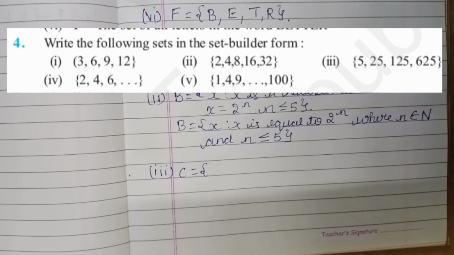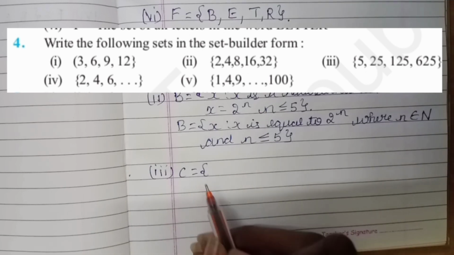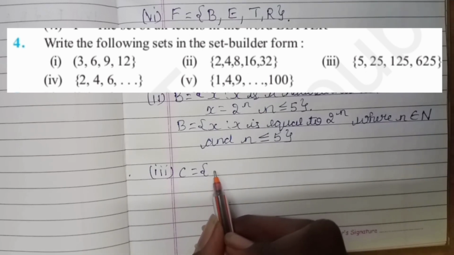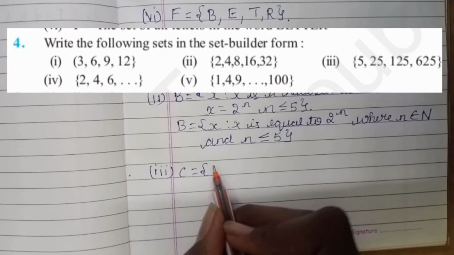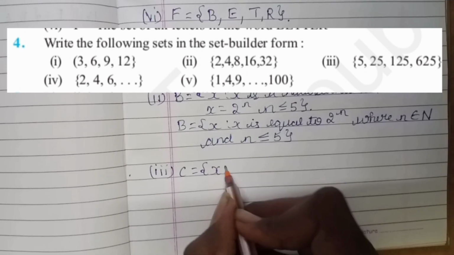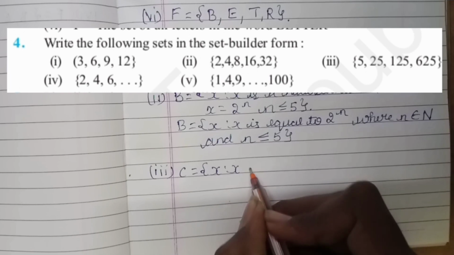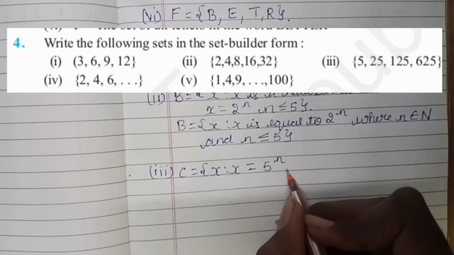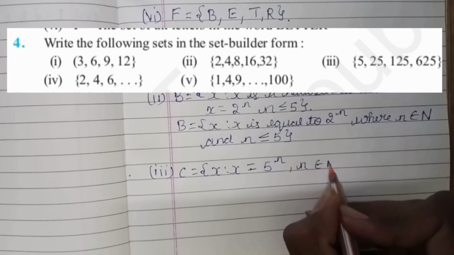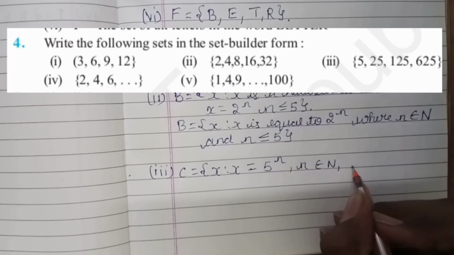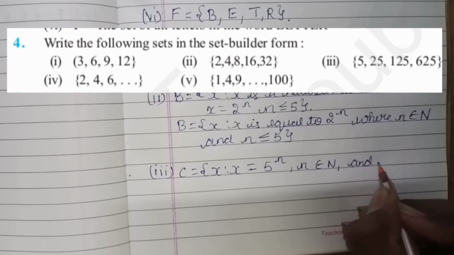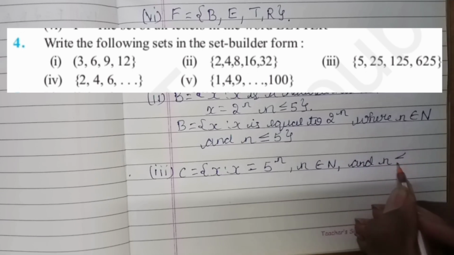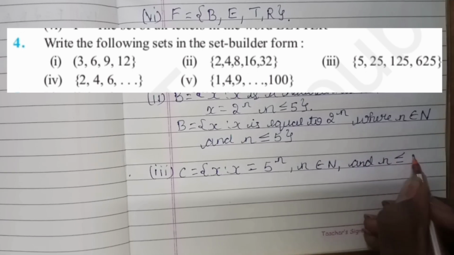We'll write the answer. C is equal to x such that x is equal to 5 to the power of n, where n belongs to natural number and n should be lesser than or equal to 4.